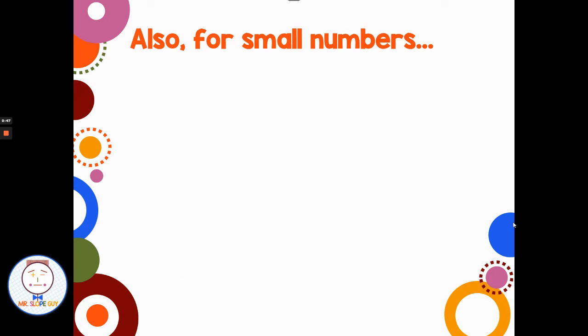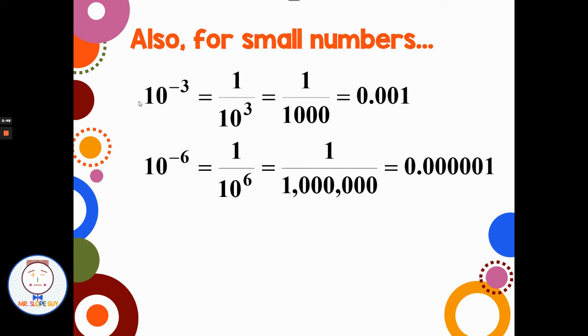For small numbers, we have like 10 to the negative 3. Well, the law of negative exponents tells us that 10 to the negative 3 power would be 1 over 10 to the third, which is 1/1000th. Or as a decimal, 0.001. So a negative 3 for an exponent, we're moving the decimal 3 places.